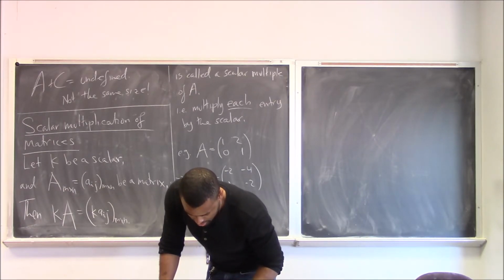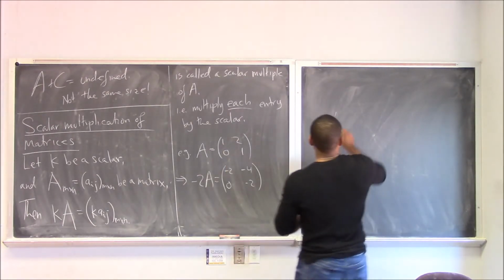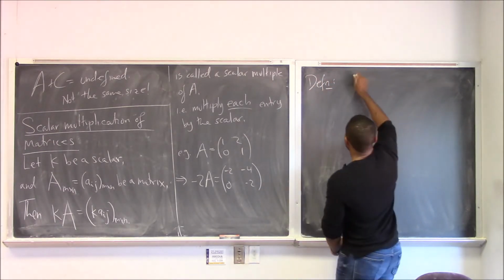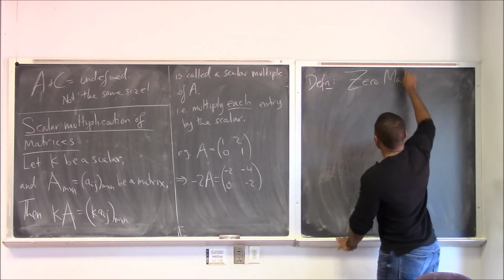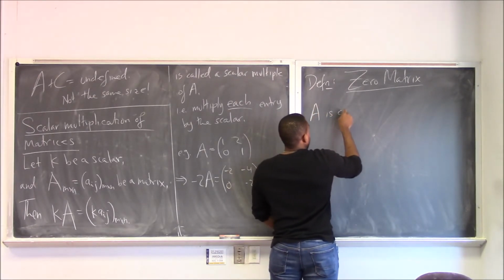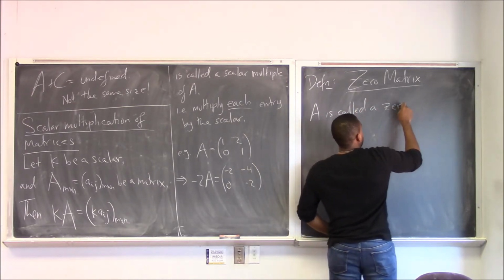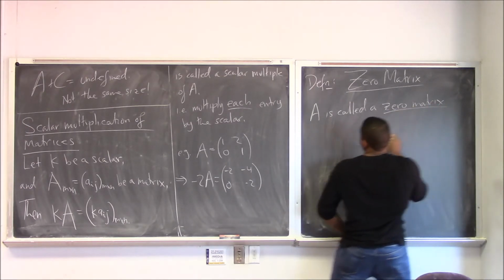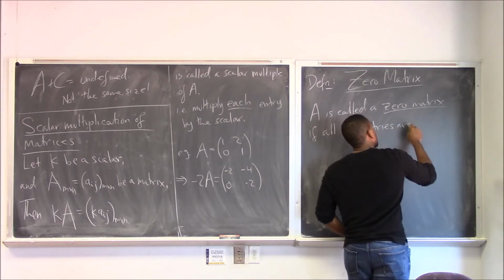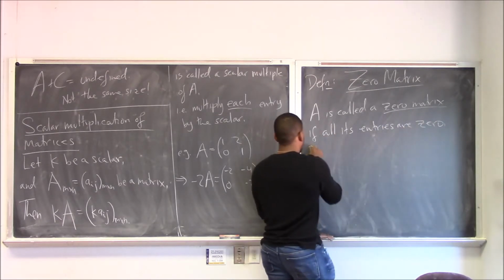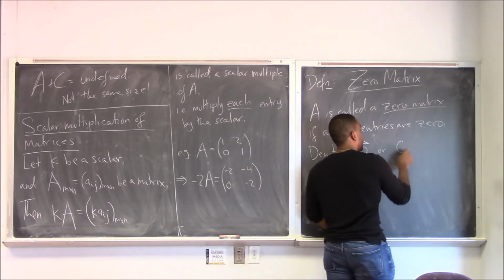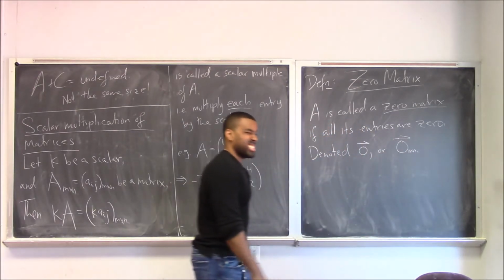Here's a weird thing, but it's just me defining a particular name. So don't think of this as a general thing. But there's the idea of a zero matrix. A is called a zero matrix if all its entries are zero. Denoted by 0 with a vector on top of it, or 0 m by n if I want to emphasize the size of a matrix.